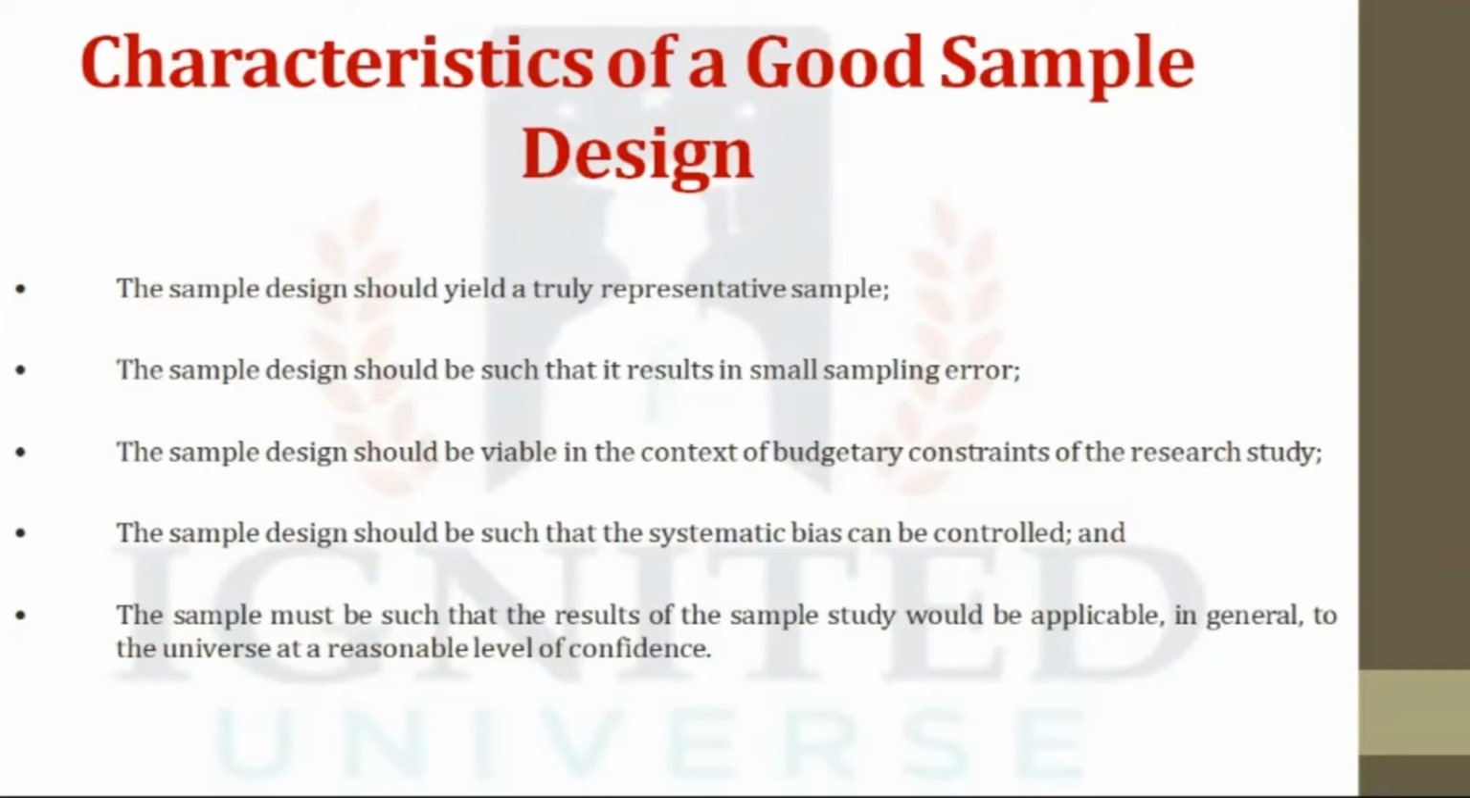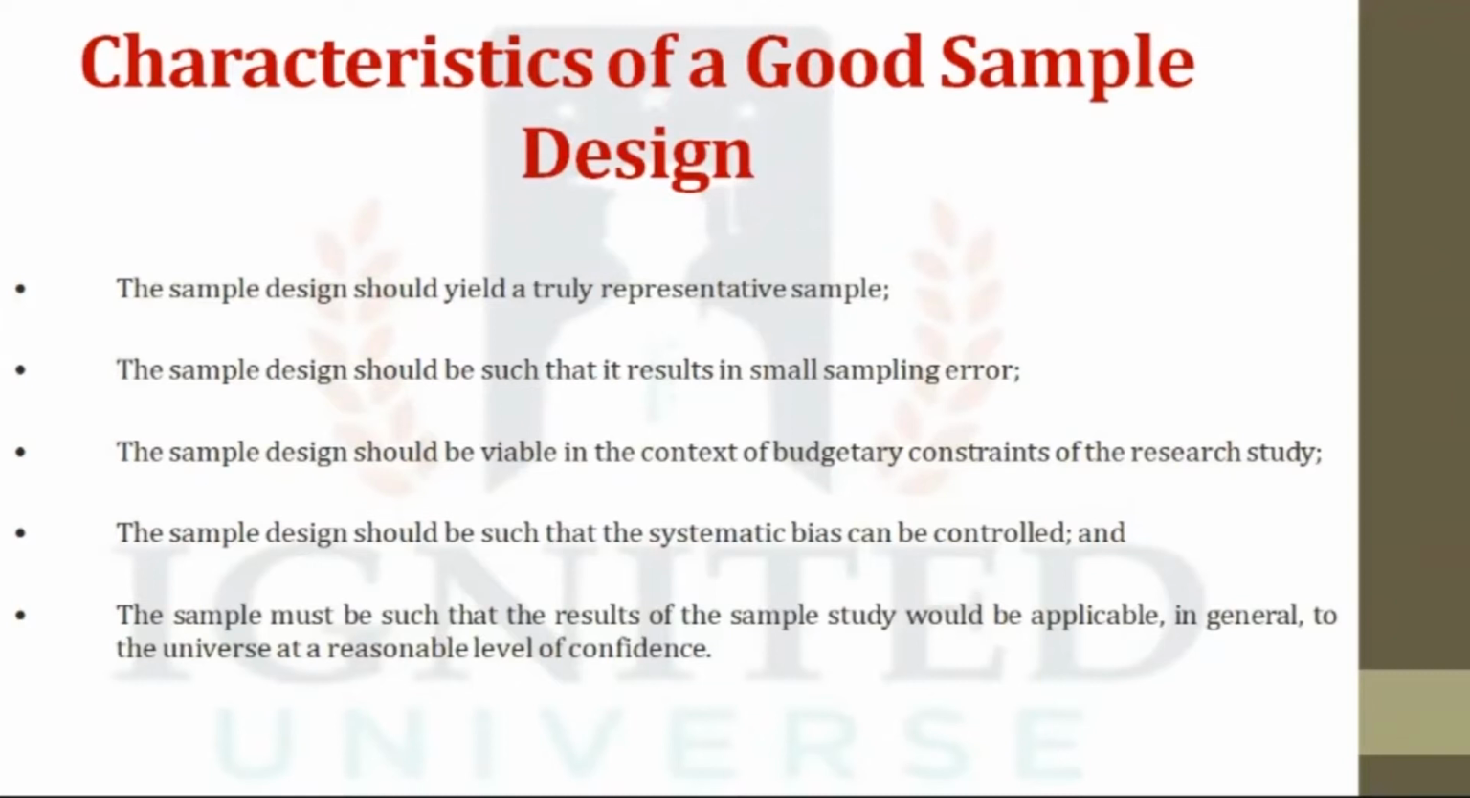Then definitely the sample design should be such that it results in small sampling error. The sample design should be viable in the context of budgetary constraints of the research study. The sample design should be such that the systematic bias is controlled, and the results of the sample study should be applicable in general to the universe at a reasonable level of confidence.